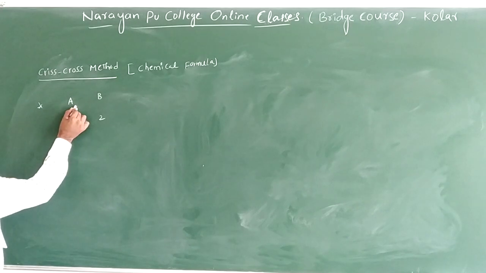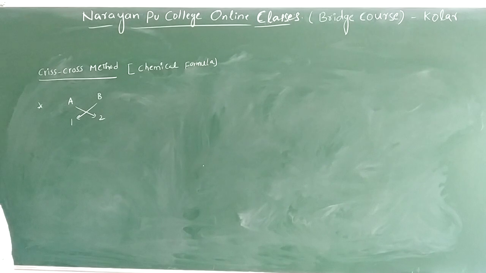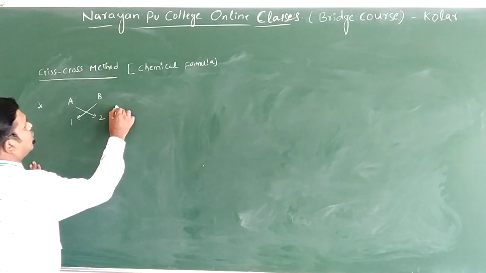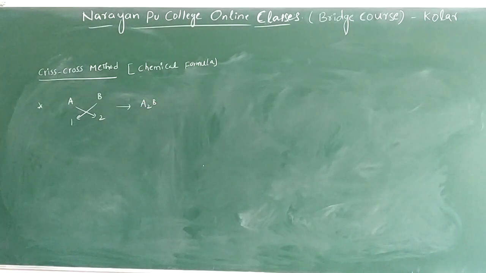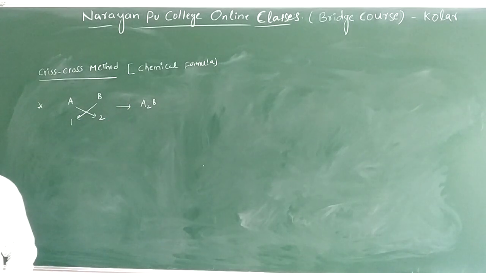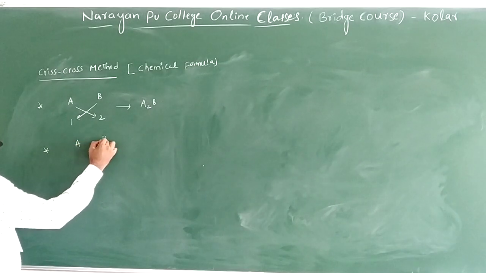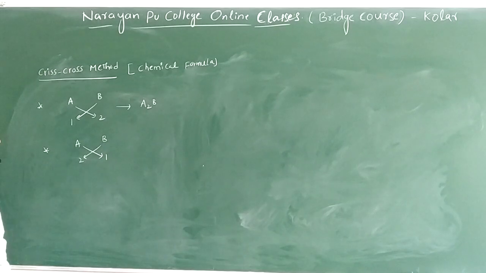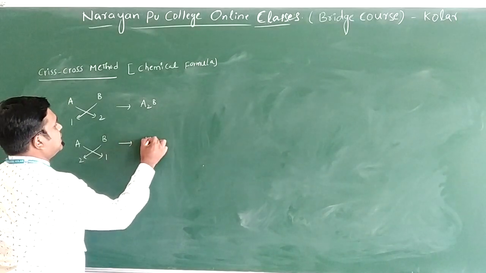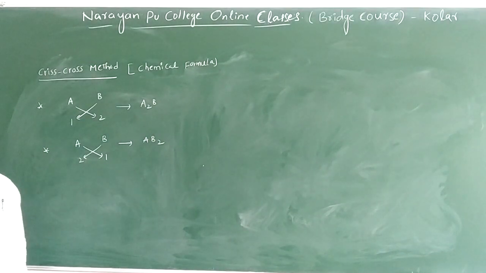Now you can cross multiply these element valencies. A is 1 and B is 2. If you cross multiply like this, what will you get? A2B is the chemical formula of the compound. Clear? Suppose I interchange the valencies like this, A2 and B1. What will you get here? You will get AB2.